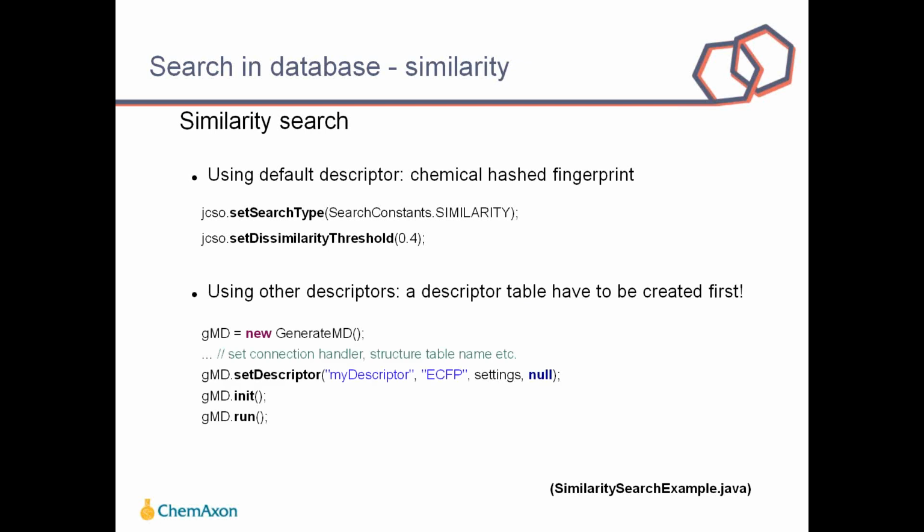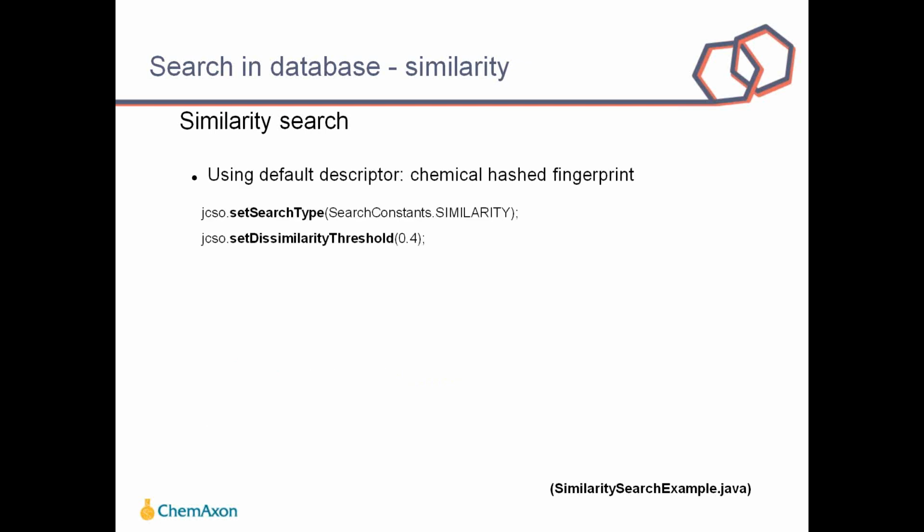Let's see an example about similarity search, because there are different similarity type searches. You can use our built-in similarity search that is based on fingerprint similarity. You can give the search type to the JChemSearchOptions and set the dissimilarity threshold. It means that the similarity should be at least 60% to the target. Be careful, it is a dissimilarity threshold, not a similarity threshold.